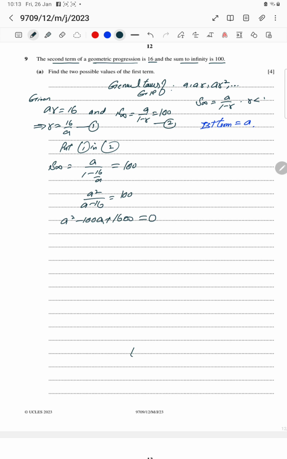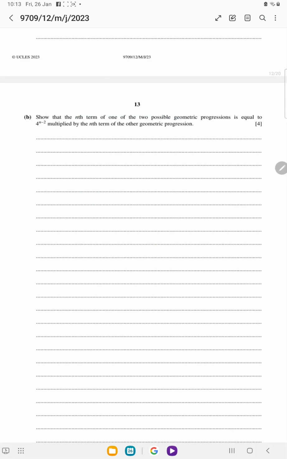Now here what to do? You can simply factorise it, or apply the quadratic formula, or the middle term break rule. I will have A minus 20 times A minus 80 as the factors. So the two values of A are 20 and 80. These are the two possible values of the first term, as asked. I hope it is clear. Let's proceed to the next question.